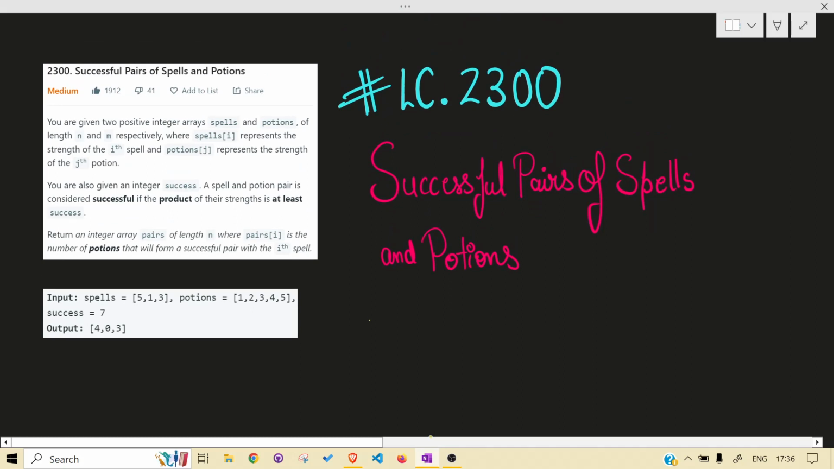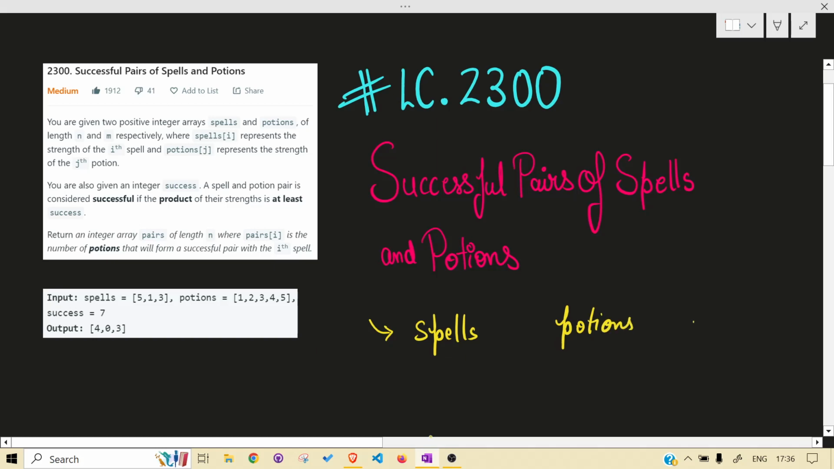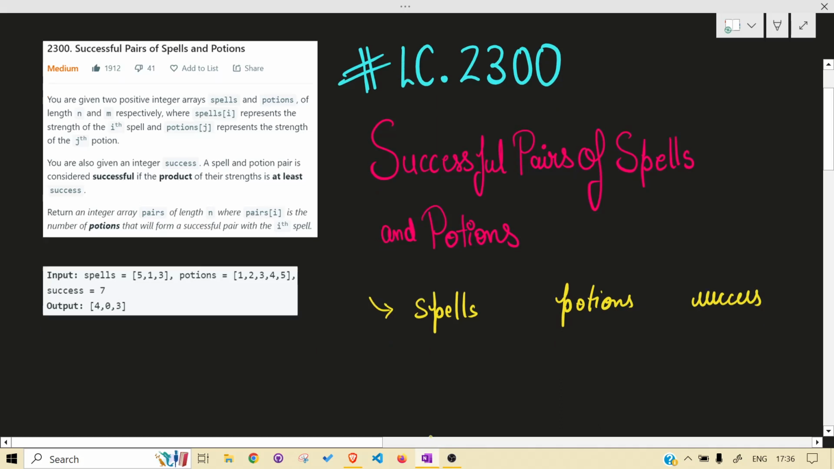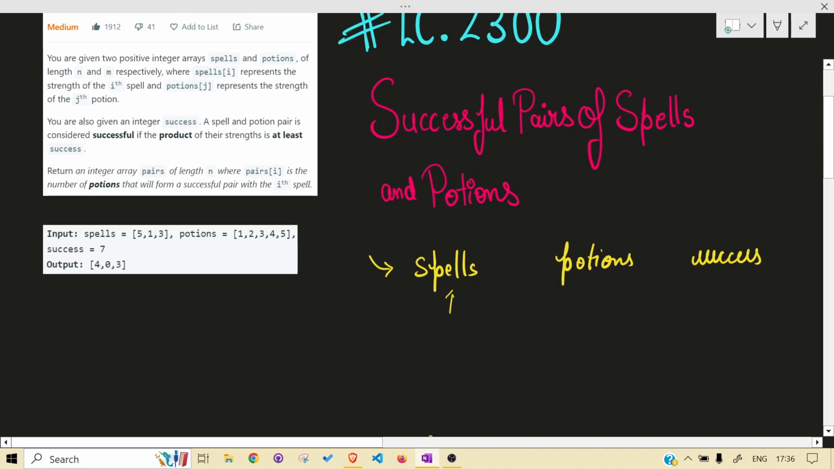What the problem is asking is that you are given three things: spells, potions, and the next one is success. What you have to do is pick one spell, multiply it with every potion, and check if their product is at least greater than the success. At least means greater than or equal to success.